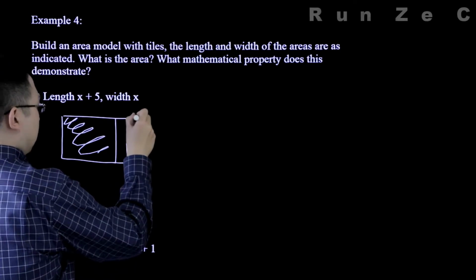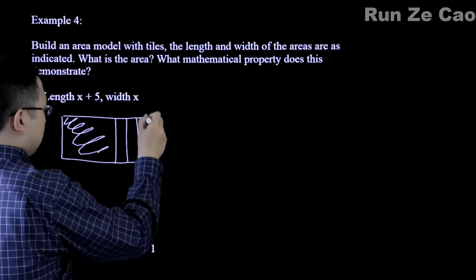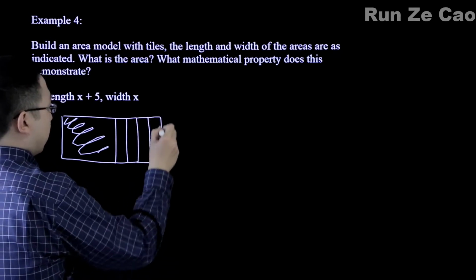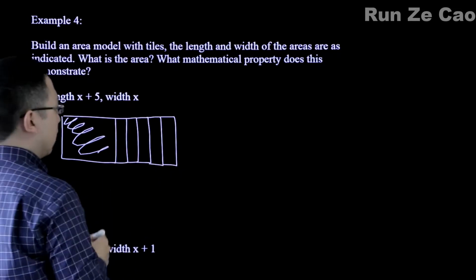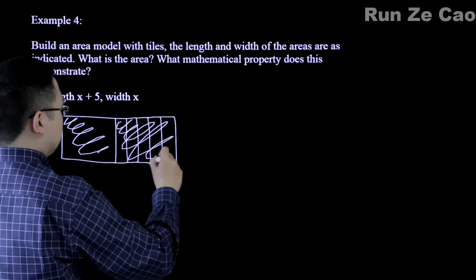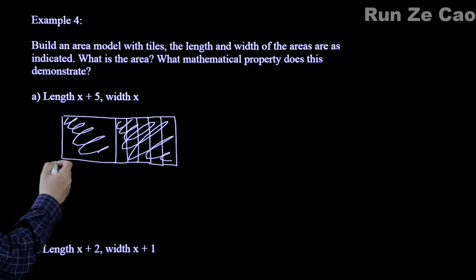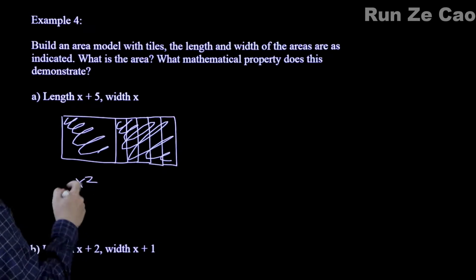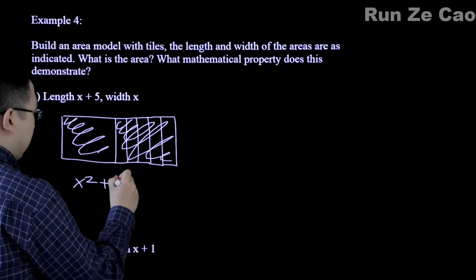Well, 1, 2, 3, 4. I know I could have drawn all of these at once and then separated it, but this illustrates it well enough. 5. So, what is the total area? The total area is clearly x squared, because there was 1 x squared, plus 5x.